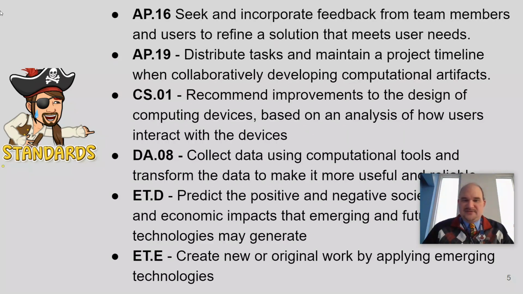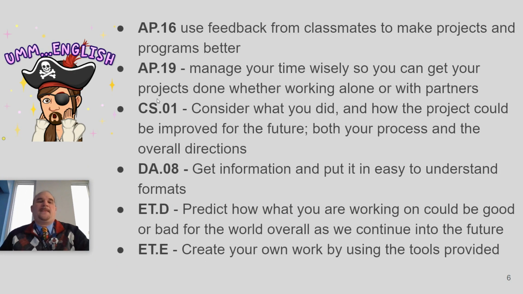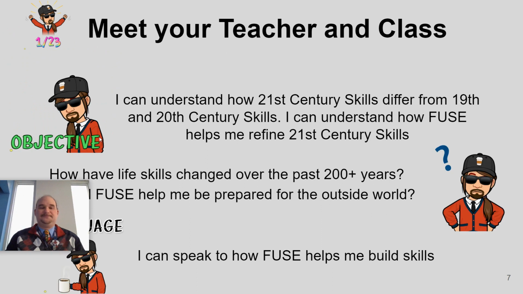Our standards for this unit, this is what the state calls them. These are the details of what you're learning in this class, and I think that state language can be a bit confusing, so I try to put it into language that students can understand. We have 6 standards in this unit. You're going to use feedback from classmates to make projects and programs better, manage your time wisely so you can get your projects done, whether working alone or with partners. Consider what you did and how the project could be improved for the future, both your process and the overall directions. Get information and put it in easy to understand formats. Predict how what you are working on could be good or bad for the world overall as we continue into the future. And create your own work by using the tools provided.